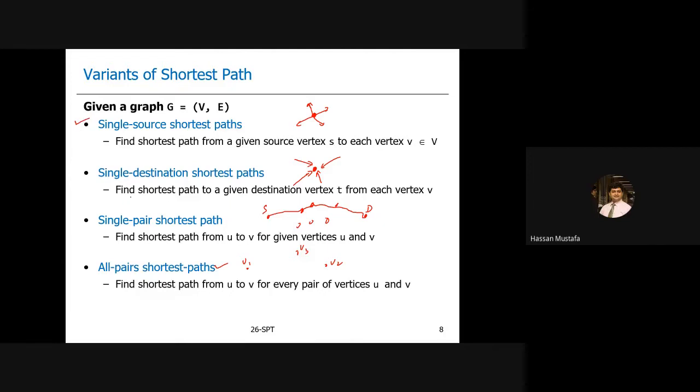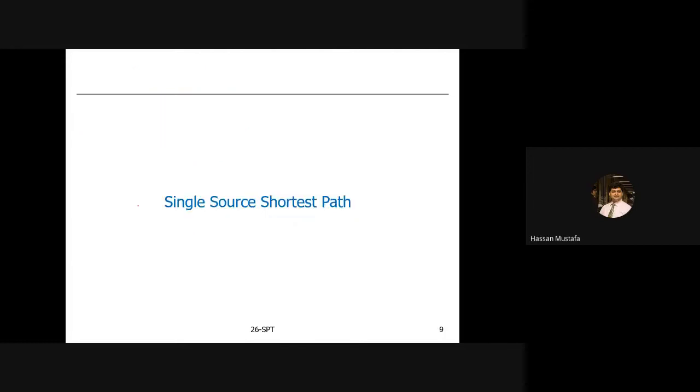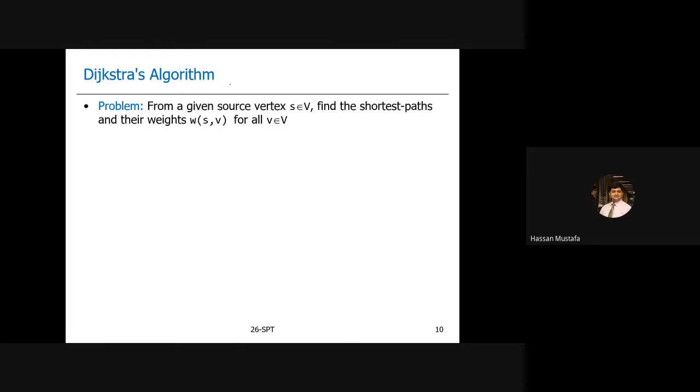So there are four types of problems, but we will go with the one where we have single source shortest path. We'll start from one specific vertex and find the shortest path to all other vertices. That is the single source shortest path, and the algorithm is Dijkstra's algorithm. Dijkstra is the name of the mathematician who invented this algorithm. The algorithm is very simple and similar to Prim's algorithm.